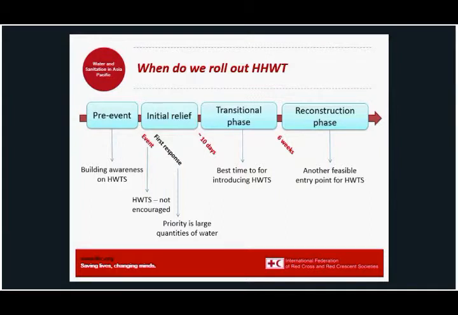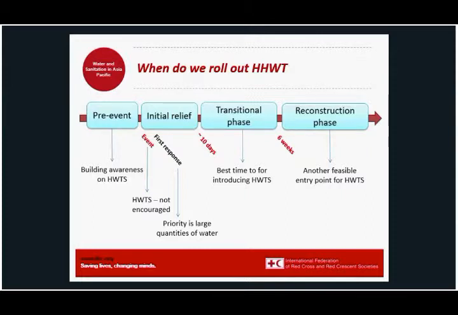And then when the emergency happens, in the first few days after an emergency, household water treatment is not encouraged. Why? Because usually the efforts made during this phase are much more on rescue and saving of lives. And the first response during the initial relief is much more on getting and treating a large quantity of water quickly.